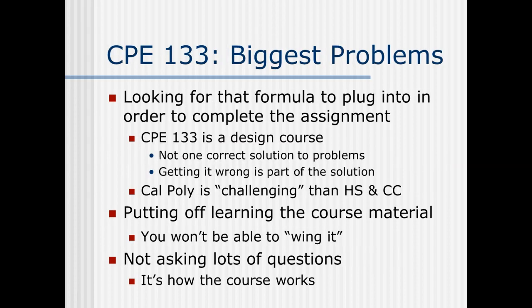I think the biggest problem with CPE 133 is that students are looking for the formula to plug into to get the right answer, and it's just not going to happen. This is a design course. What you're going to see is that there's no one correct solution to any problem, and essentially getting it wrong is generally part of the solution. So what I like to say, and I think I say it in another slide, is that the design process is circular. Expect to get it wrong, go back and fix it, and then come back and solve it.